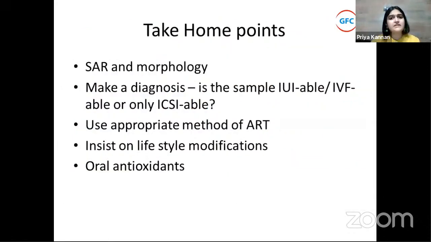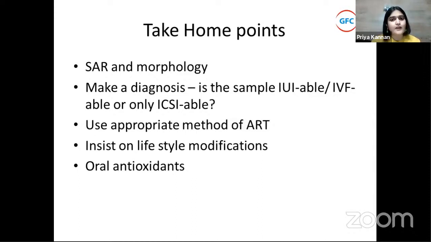So what are the major take-home points from this talk? One is, please always have a physical examination for the male partner. Make sure that the semen analysis report is done by somebody who is well trained to do it.